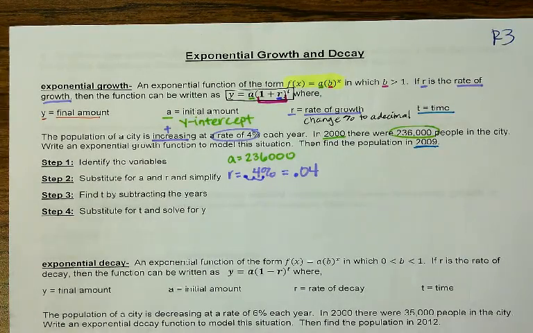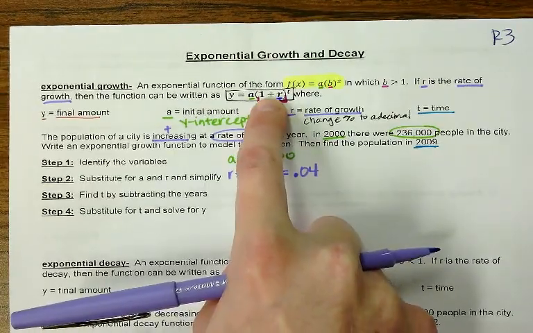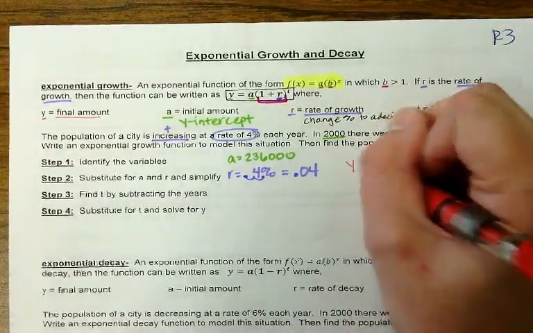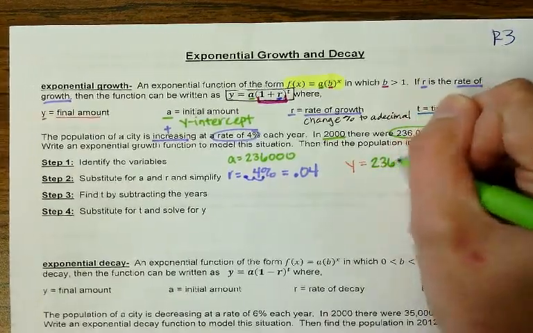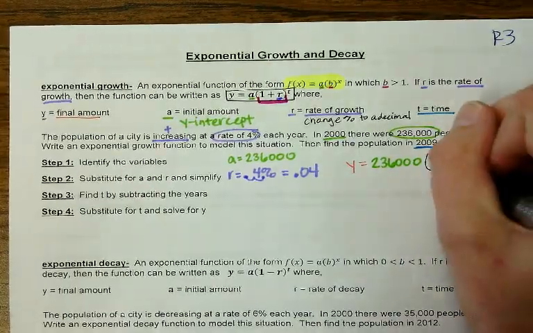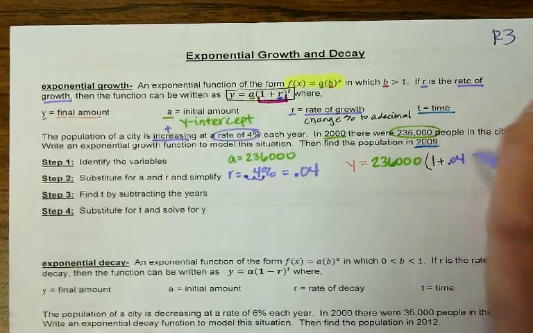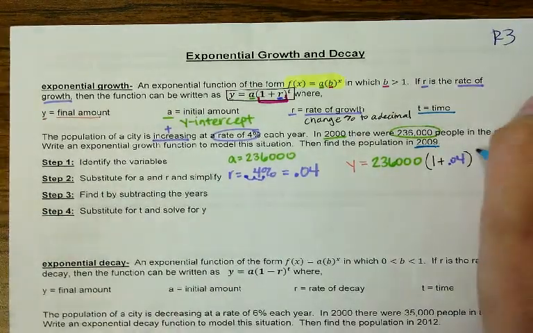Okay? So if we know the a, God bless you, we know the a, and we know the rate, then we can write our equation. We can plug it in to this exponential growth equation. So I'm going to say, okay, my y is equal to my a value, my starting amount, 236,000, times 1 plus, because it's growth, 0.04, raised to the t power, the time, in years.